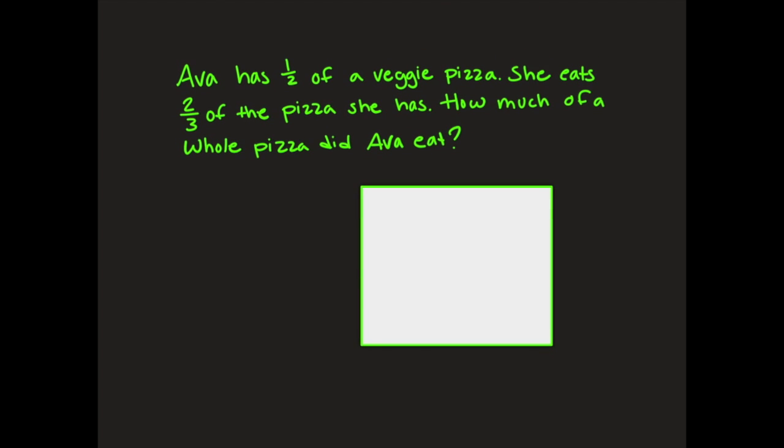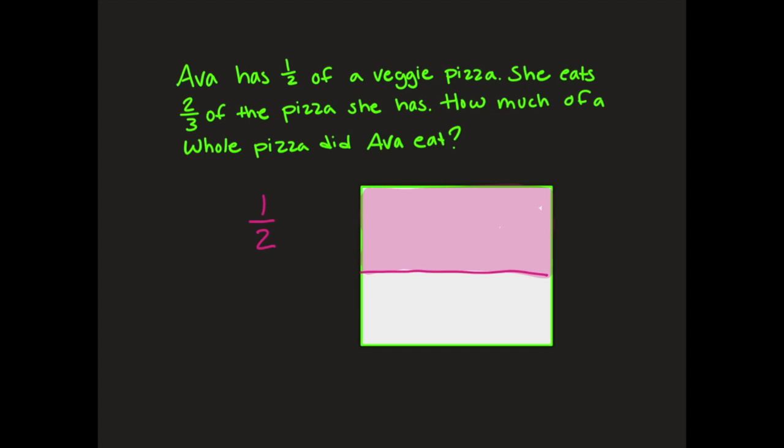Okay, Ava has 1/2 of a veggie pizza. I'm going to write 1/2 down, and I'm going to show you 1/2 here. So this is her pizza. It's one of those square pizzas I guess we're dealing with here. She has 1 out of 2 pieces. That's what our fraction represents. So 1/2. This is Ava's pizza, and right now she has this in front of her.